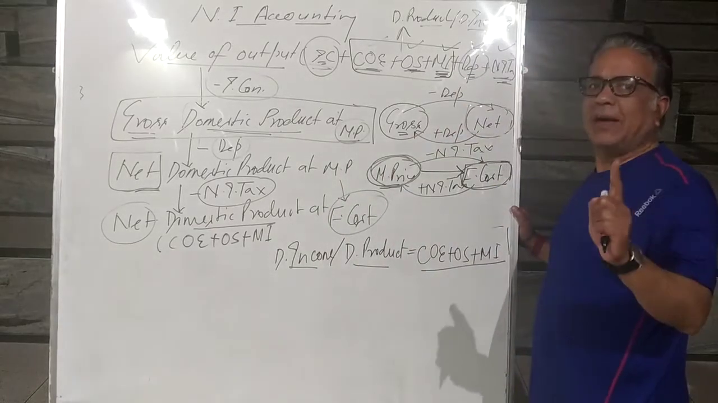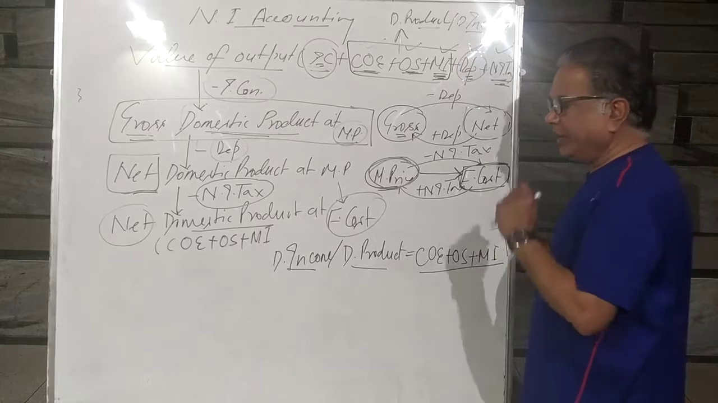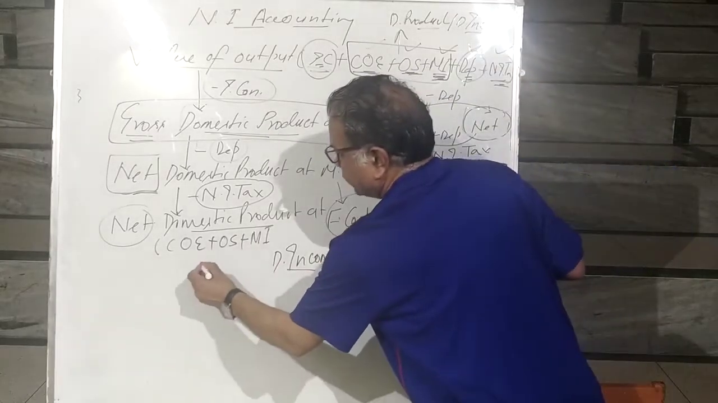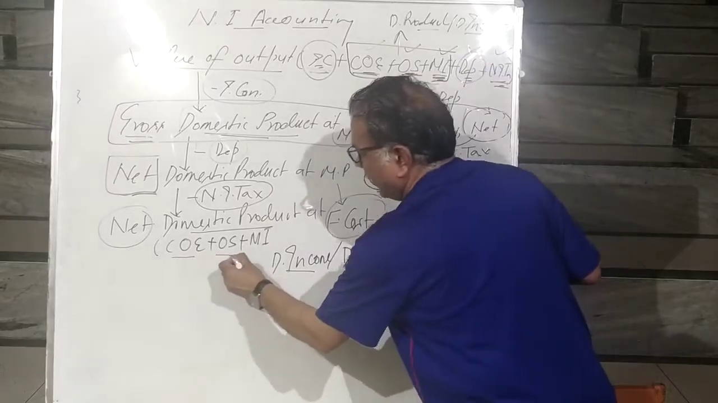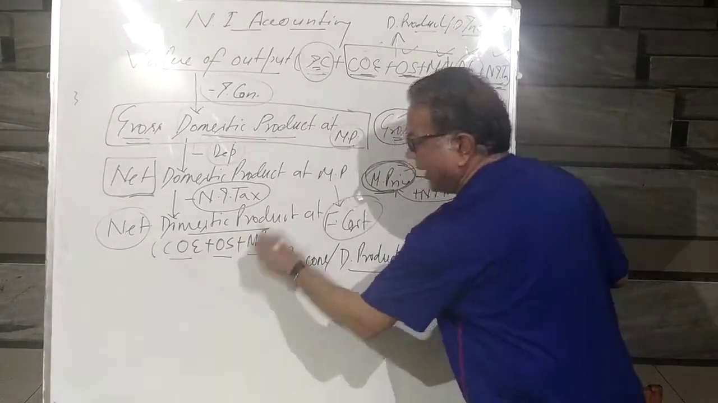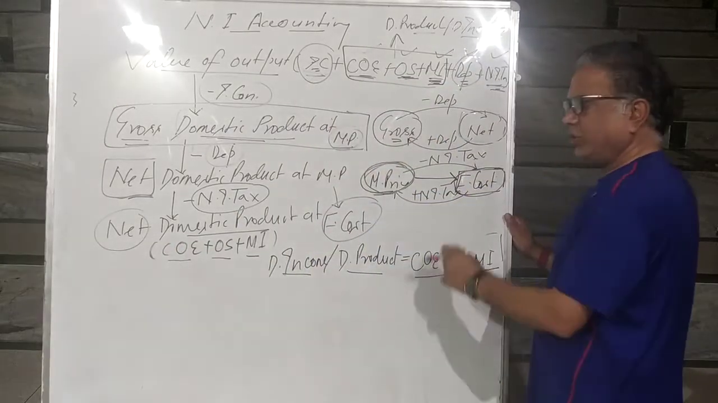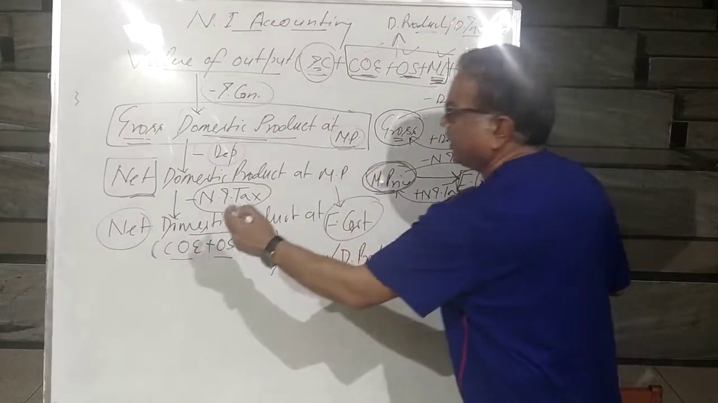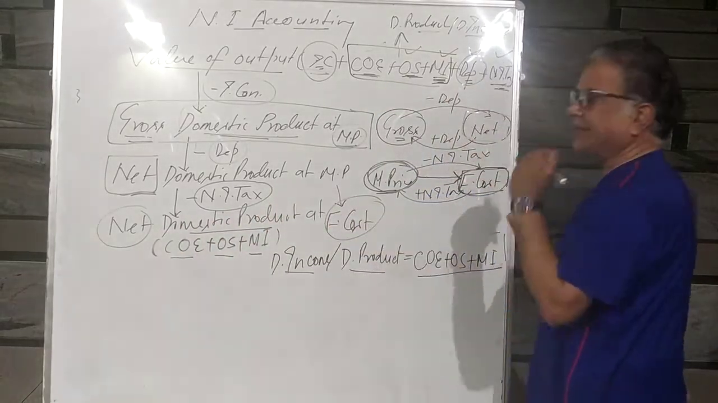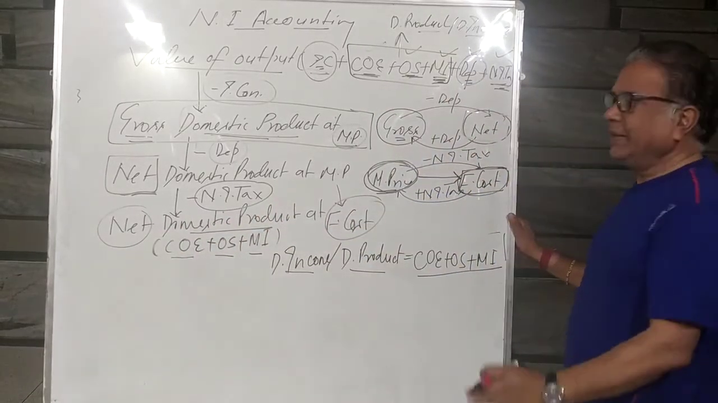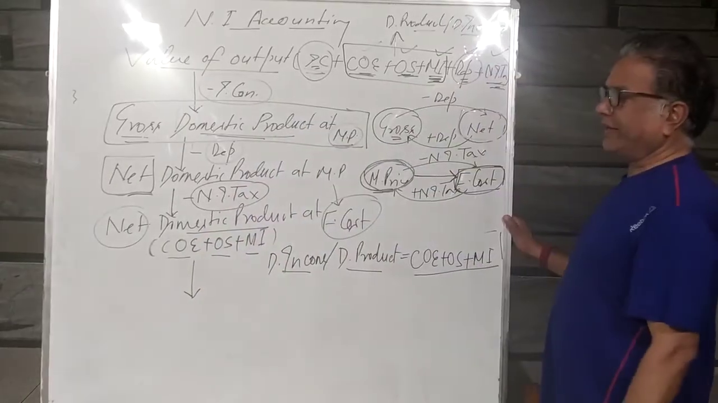So if in the exam they ask you to calculate domestic income, what does it mean? You have to calculate the value of COE, the value of OS and the value of MI simply. And if you add them, what are you going to get? Domestic income, or what we call net domestic product at factor cost. Clear? So the next aggregate of domestic product is.